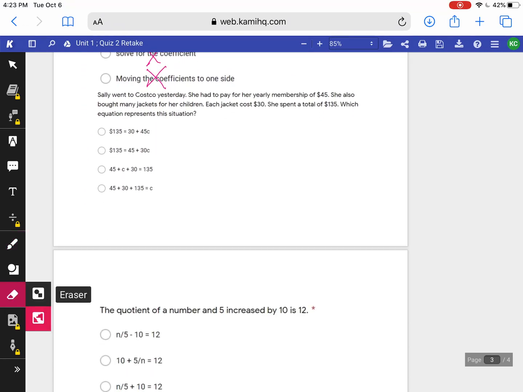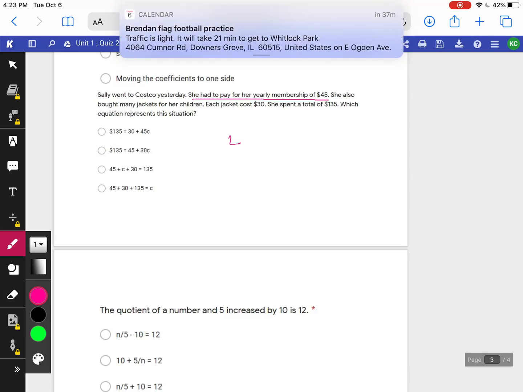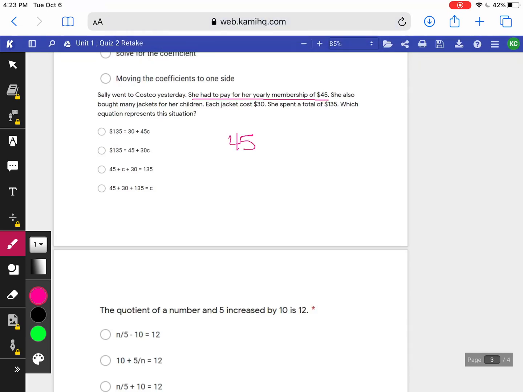In our next problem, we're looking at Sally went to Costco yesterday. She had to pay her yearly membership of $45. That was a flat fee. That was one part of her bill. The other part was that she wanted to buy jackets for her children. Each jacket was $30 for her children. We don't know how many, but we know she spent a total of $135. Our two parts are added together to equal our total.